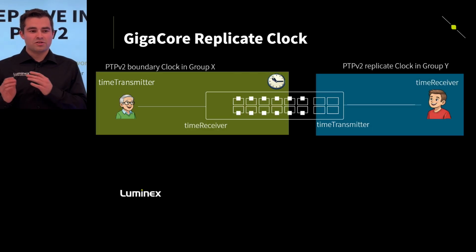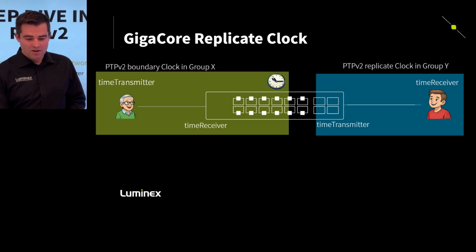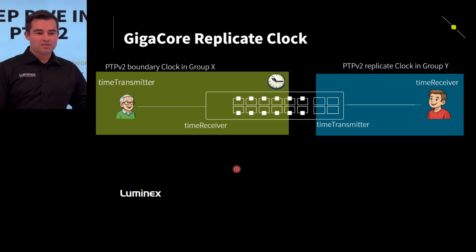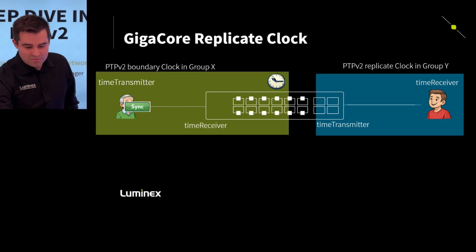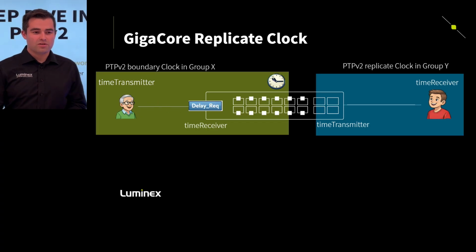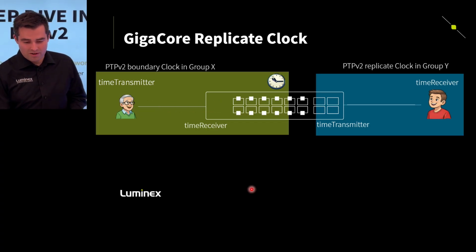Finally, these switches also support replicate clock mode, which is very similar to boundary clock, but now we will replicate across different groups. So in this example, in the green group, there is my grandmaster. The group is configured in boundary clock mode. So the switch will update its own clock to that green grandmaster.